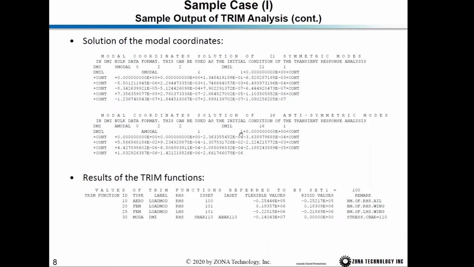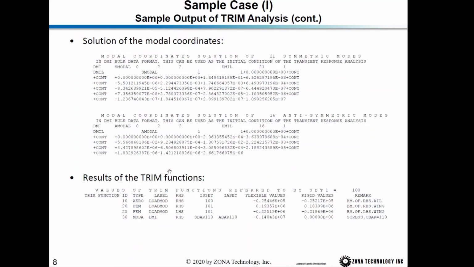And after that, you will print out the generalized coordinate solution. For symmetric modes, we have 21. For anti-symmetric modes, we have 16. So you will print out the generalized coordinates of the symmetric modes and for the anti-symmetric modes.